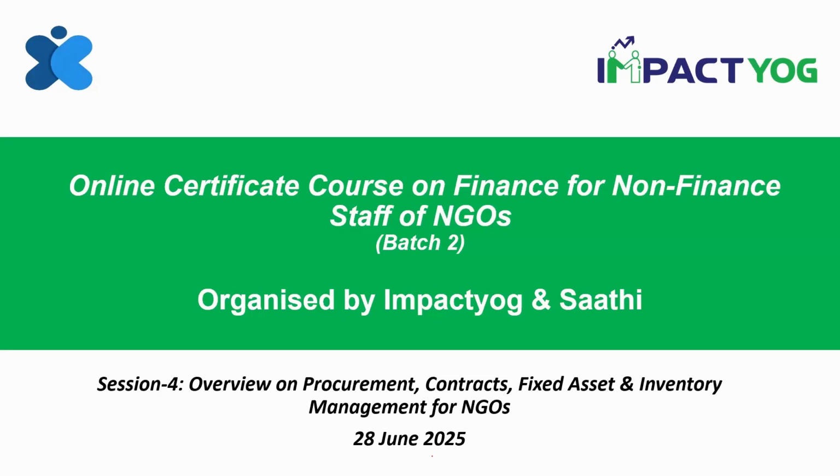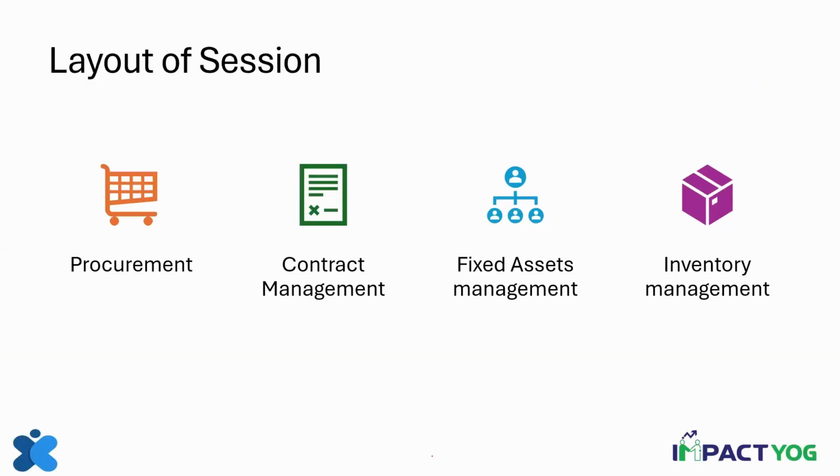For instance, if you have nets, if you have seeds, if you have compost, if you have medicines, consumables, test kits, all that is part of inventory, which is program inventory, and that gets consumed actually. So let's begin our session. And the layout of the session is something like this: one, procurement; second, contract management; third, fixed asset management; and fourth, inventory management. That's how we are scheduling our session today.